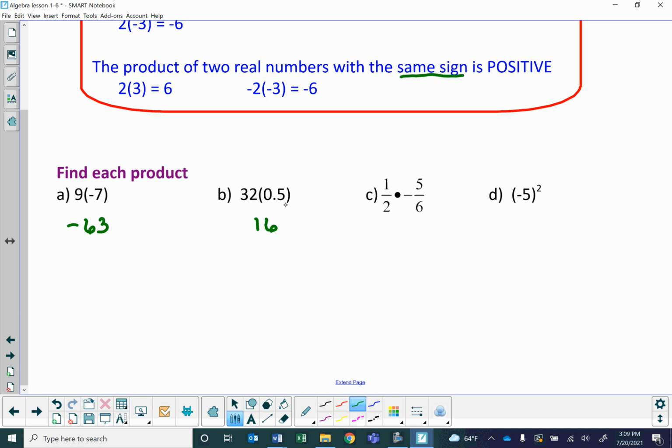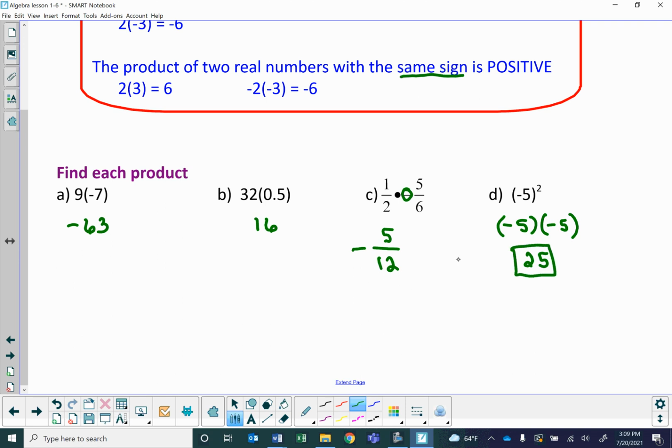Letter C, 1/2 times negative 5/6. We only have one negative sign, so one is positive, one is negative, so my answer is going to be negative. I multiply straight across the top: 5 times 1 is 5. Straight across the bottom, 2 times 6 is 12, so I have negative 5 twelfths. And this last one here, we have negative 5 squared, which literally means negative 5 times negative 5. It's not the opposite of 5 squared, it's negative 5 squared. So negative 5 times negative 5 is positive 25.